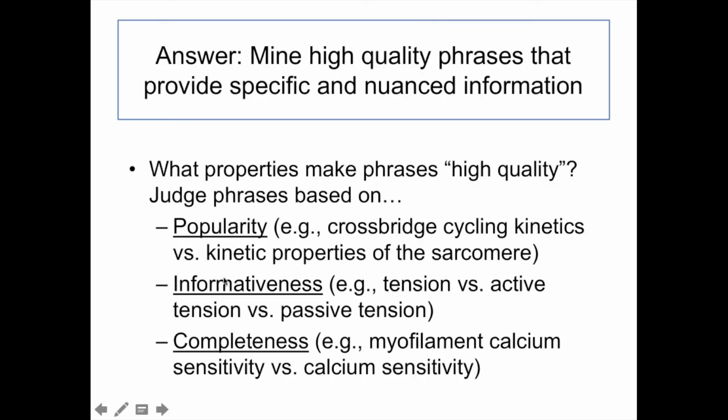Another feature would be informativeness. There are distinct types of tension generated by the heart, so simply saying tension is insufficiently informative. Instead, saying active tension or passive tension would be better. Then there's completeness. Saying calcium sensitivity is incomplete, because calcium sensitivity could refer to mitochondria or other organelles. Myofilament calcium sensitivity, on the other hand, will target the text we desire.